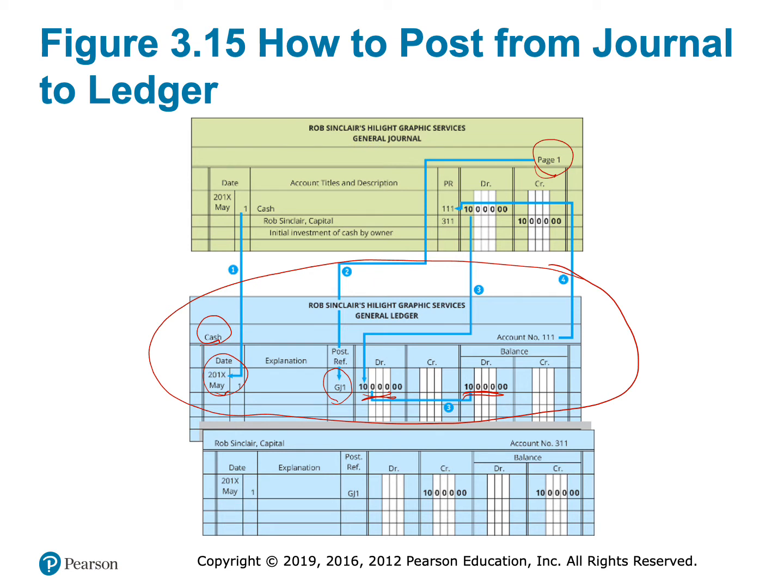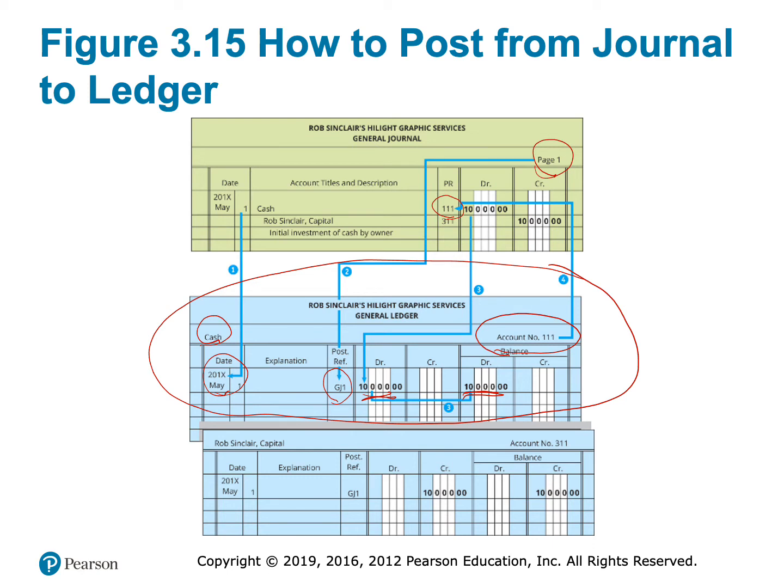Now I go back to my journal, and in the PR column in the journal, which we skipped in the first video, that PR stands for post-ref, and I put the account number of the account that I just posted this entry to. So cash is account number 111, so I put that in, 111.